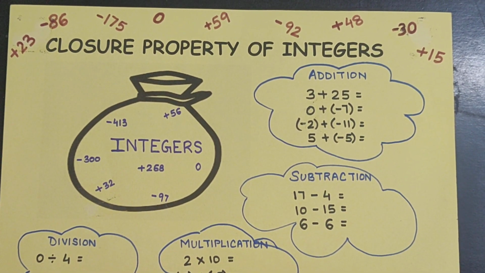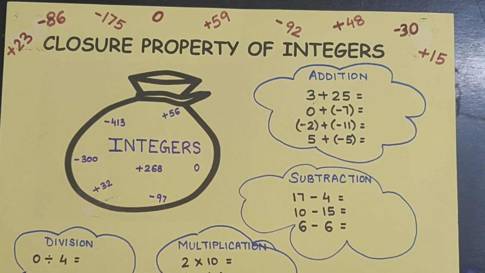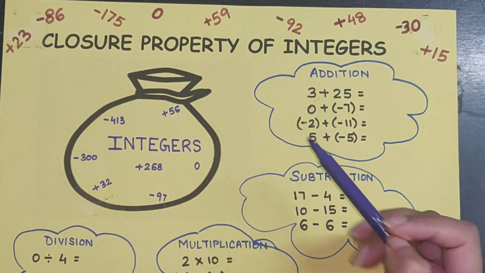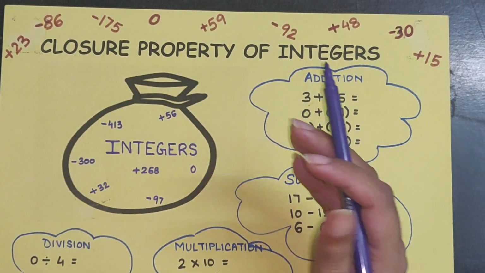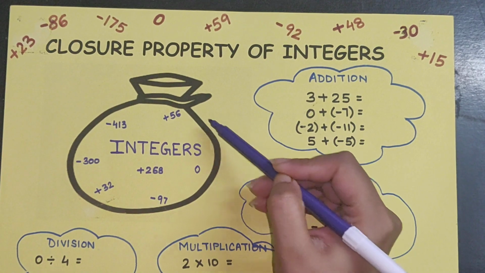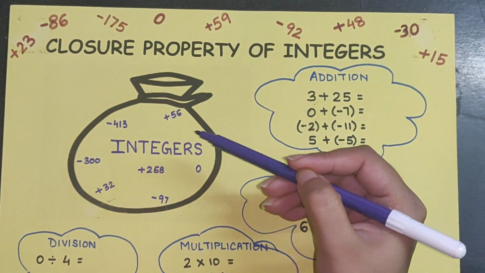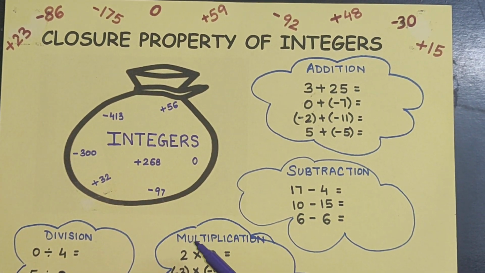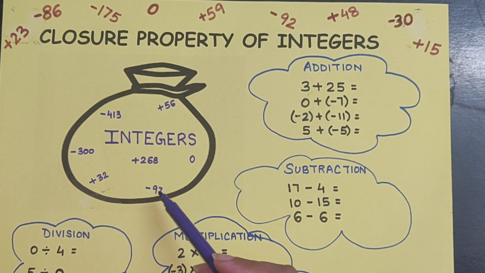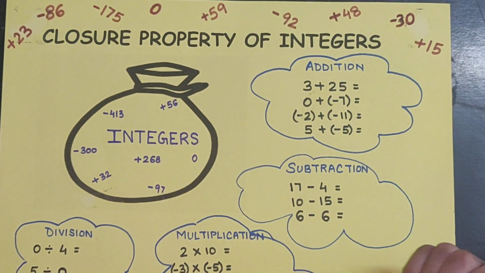So the topic we are going to understand in this video is closure property of integers. Now when we are looking at the closure property of integers, I've always asked my students to imagine that all the integers are closed in this box. With this word closure, we relate the word closed. Just imagine that all the integers are closed in this box, which you can see we have given examples of some positive integers, some negative integers and 0 as well.